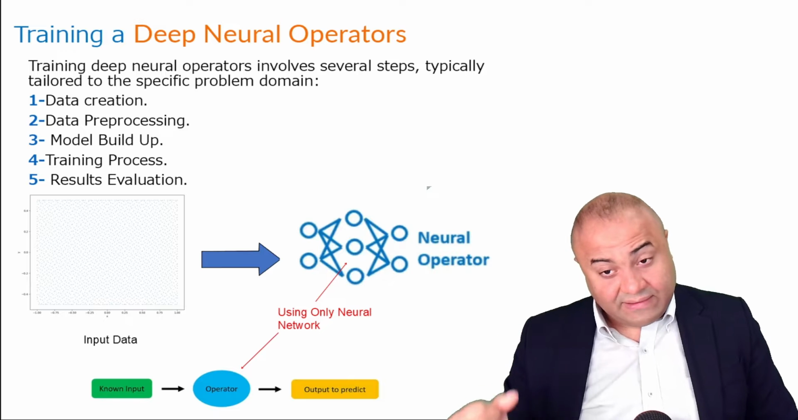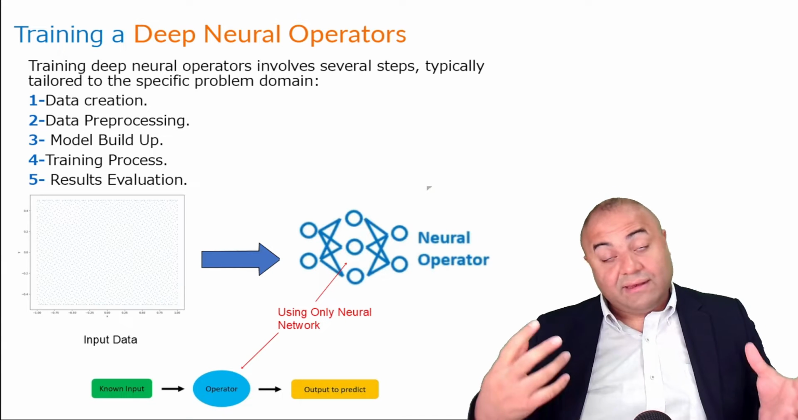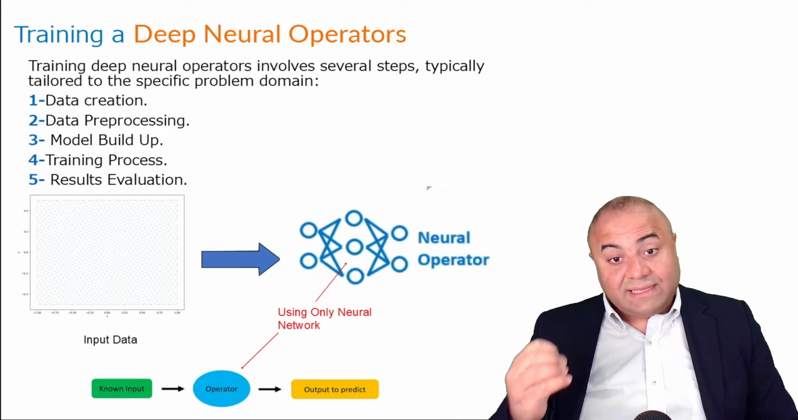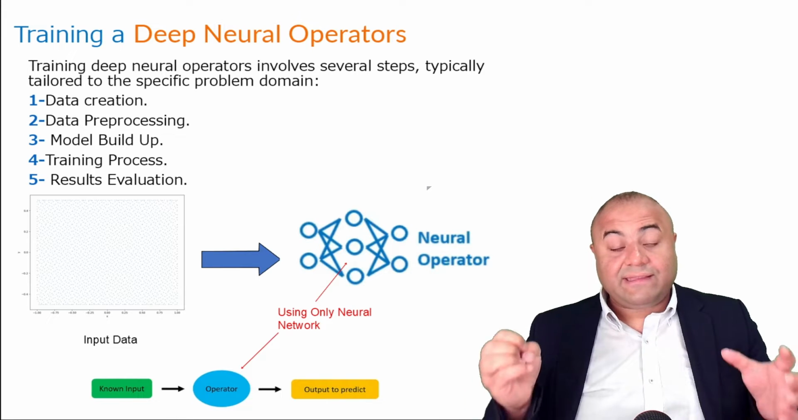So how do we do this? How do we train this network in steps? Of course, now we have more idea how we can do it, but in steps, what we need to do is first create data.